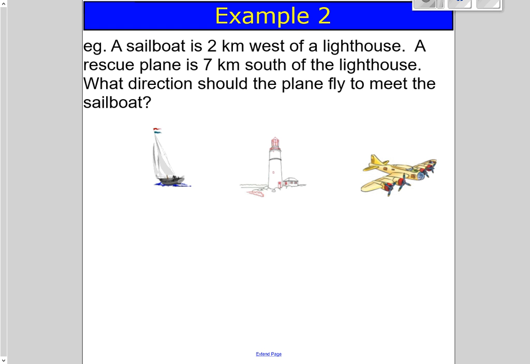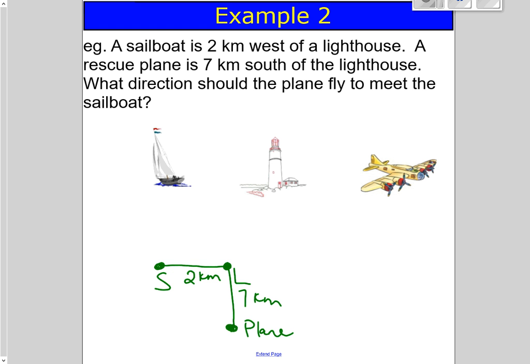So we have a sailboat. It's 2 kilometers west of a lighthouse. A rescue plane is 7 kilometers south of the lighthouse. What direction should the plane fly in order to meet the sailboat? So let's begin. The sailboat is 2 kilometers west of the lighthouse. So let's say here's my lighthouse. I'm going to go 2 kilometers west of that. We have a sailboat. So that's 2 kilometers. And a rescue plane is 7 kilometers south. So this is south, and that's 7 kilometers. And that's my plane.